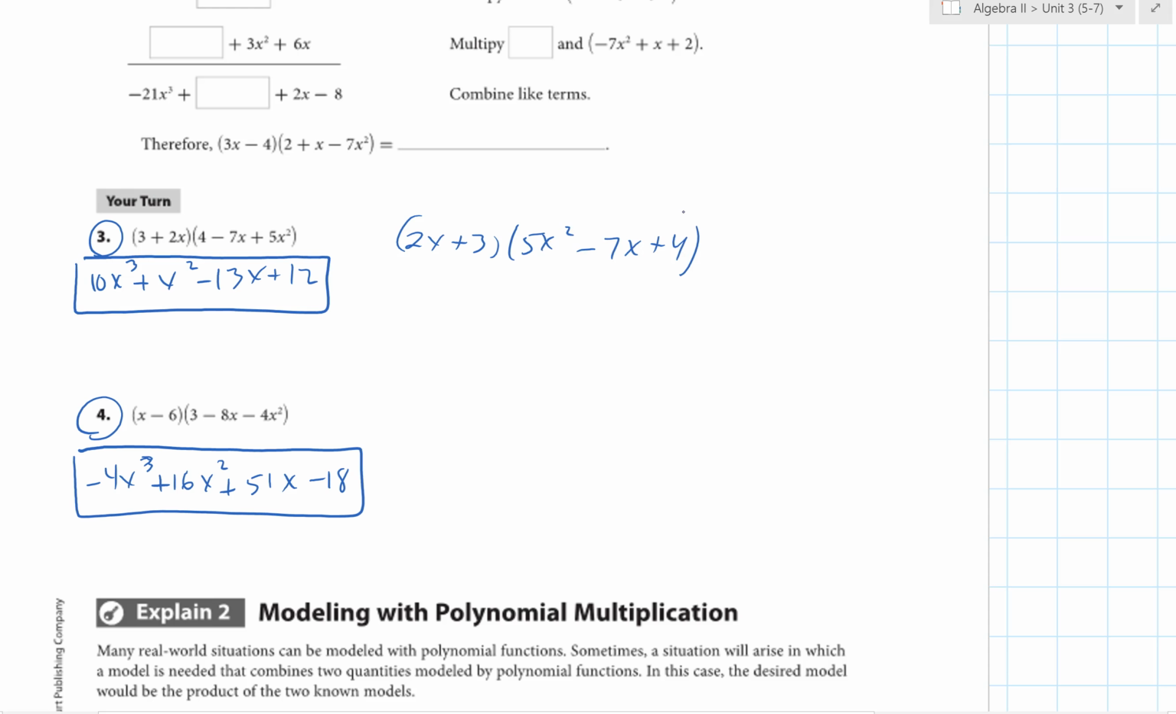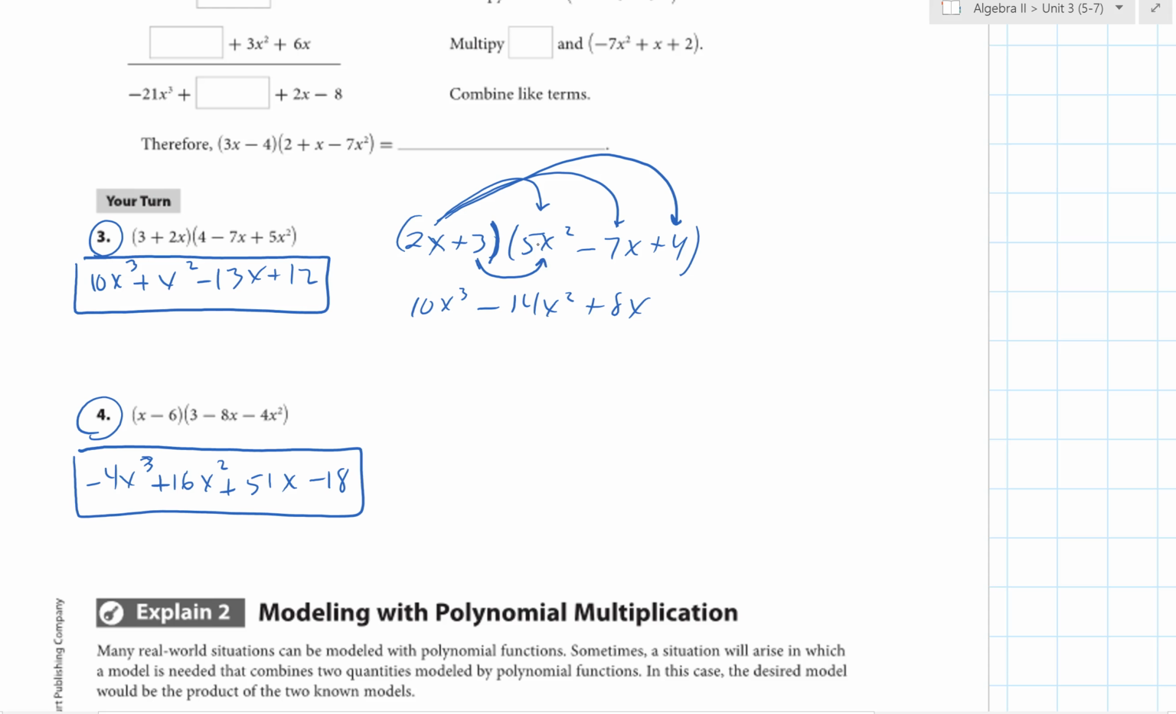Now it's not essential that you write them in decreasing order like that, but I think you'll have more luck matching up like terms and so on if you put both of them in decreasing order. So that's what I've done here. And so when I multiply this way, I get 10x cubed minus 14x squared plus 8x. And then I'm done with the 2x because I've multiplied it by all 3 parts. Now I'm going to multiply 3 by all 3 parts.